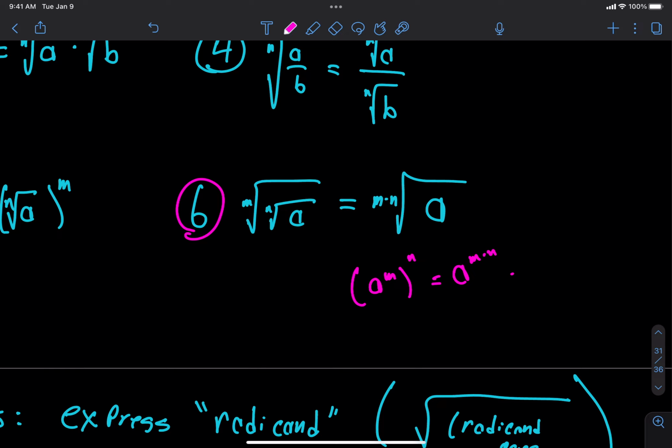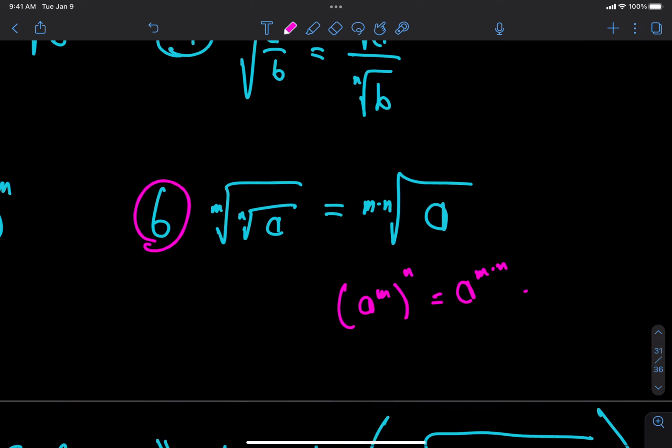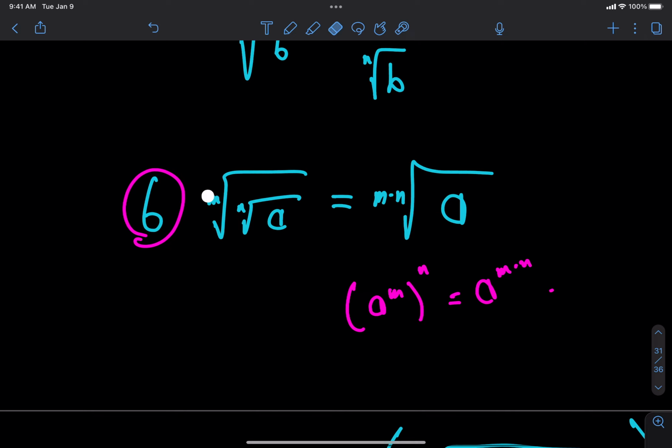Wait, is that m or n? Well, there should be one m and one n. Let me draw it a little bit clearer here. So this is the mth root of the nth root of a, and this is to say that we get the m times nth root. So if we did the cube root of the square root, that would be equal to the sixth root of a.